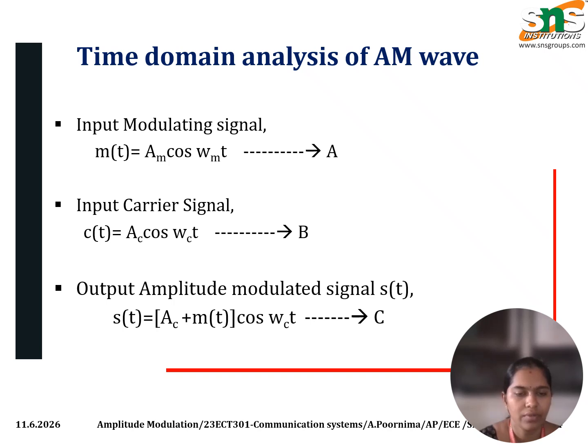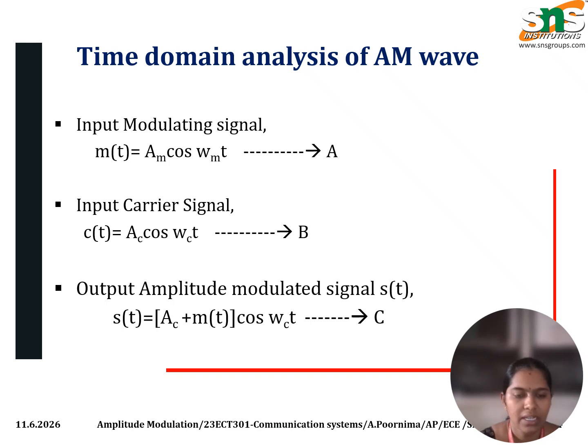The first equation represents the modulating low frequency signal, M of t, that is Am cos omega m t. Am is the amplitude portion, and omega m is its frequency. It's a cosine wave. Likewise, the next one is the carrier signal c of t, Ac cos omega c t. Ac is its amplitude, omega c is its frequency. So omega c is a high frequency whereas omega m is a low frequency. And the result is the AM modulated signal.